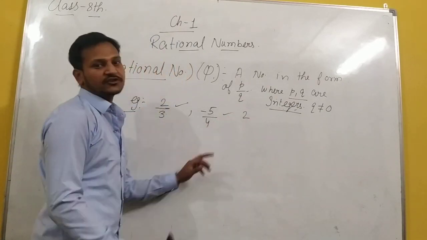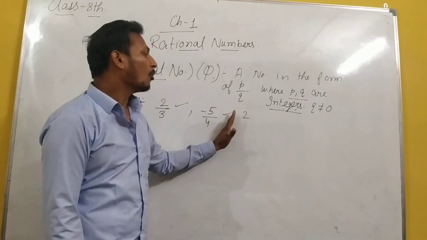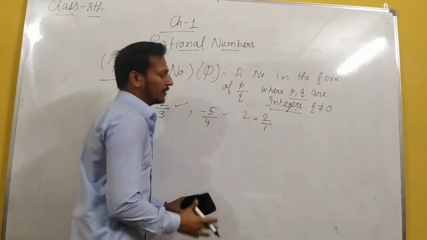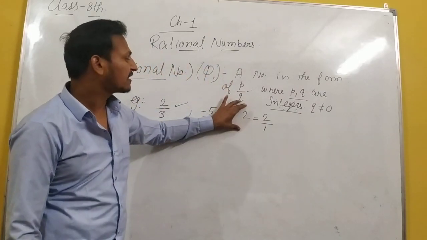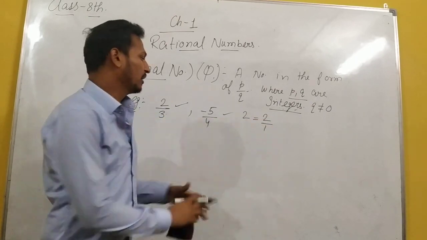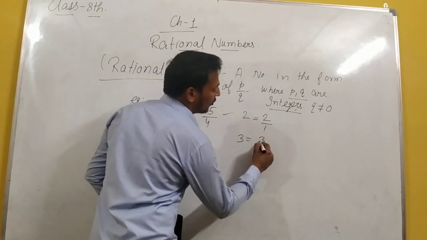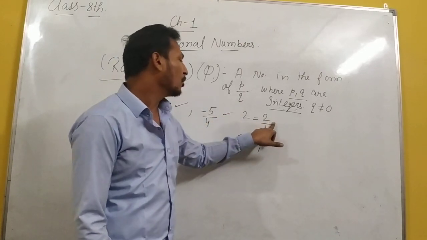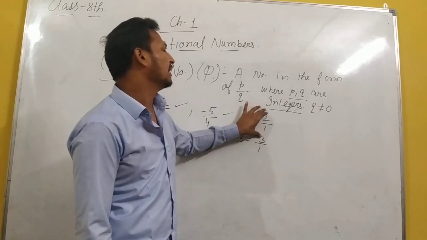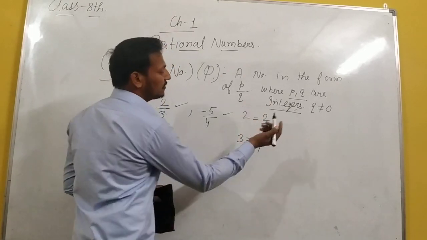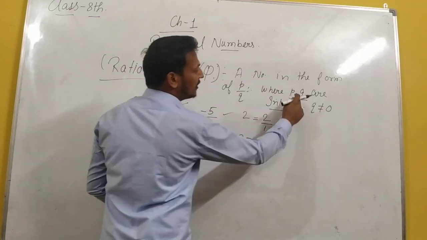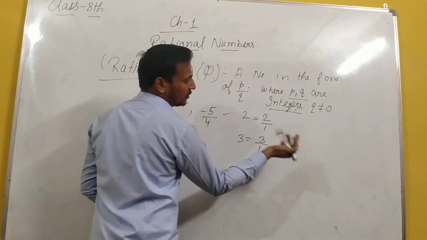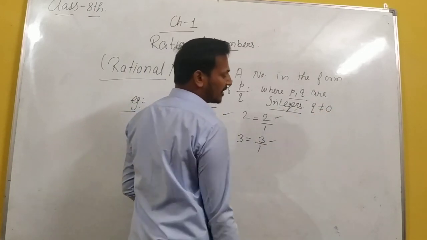Now look at this: only 2. Is it a rational number? Yes, it's also a rational number because 2 can be written as 2 over 1. Every integer we can write like 2 by 1, and if it is 3, I can write 3 over 1. So if someone simply gives you an integer, you can put 1 as a denominator to make it a rational number. Now check it. P by Q, first condition fulfilled. P, Q are integers, yes, 2 and 1 are integers. Q not equal to 0, so it is a rational number. 3 is also a rational number.